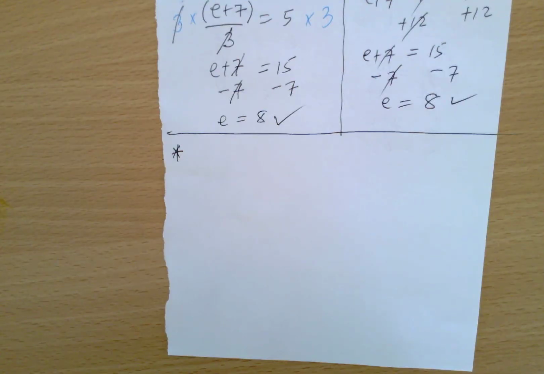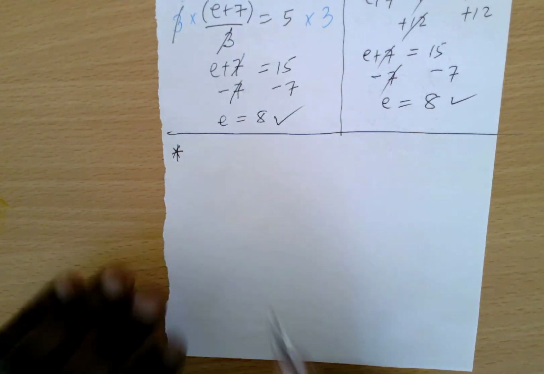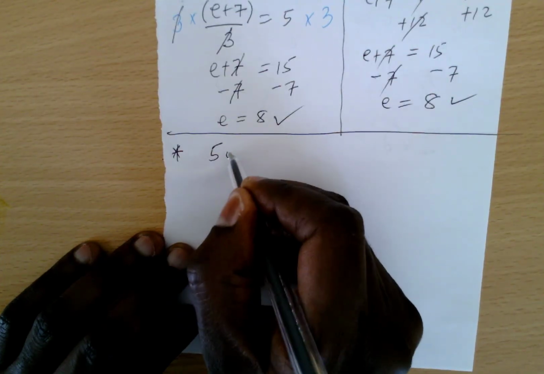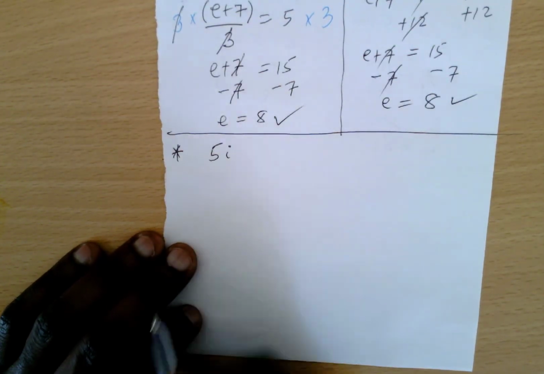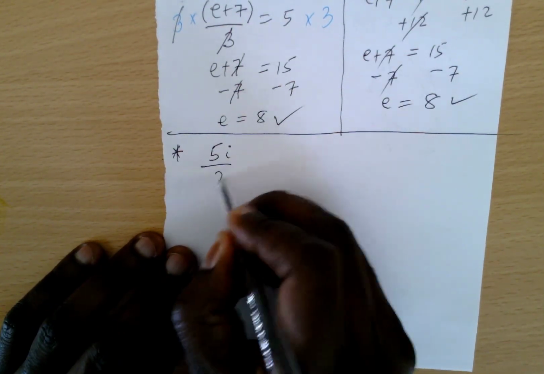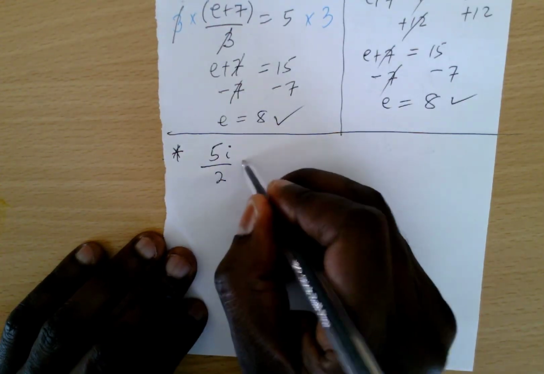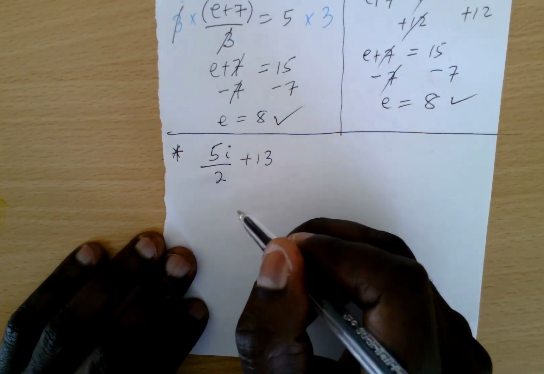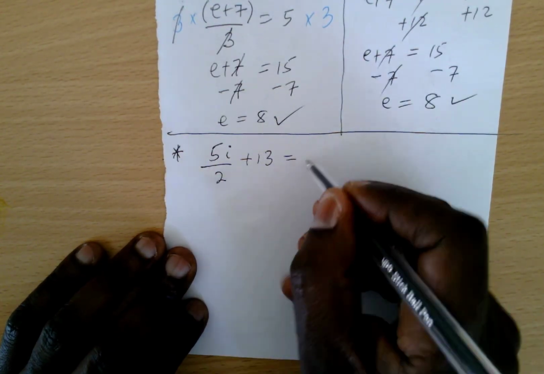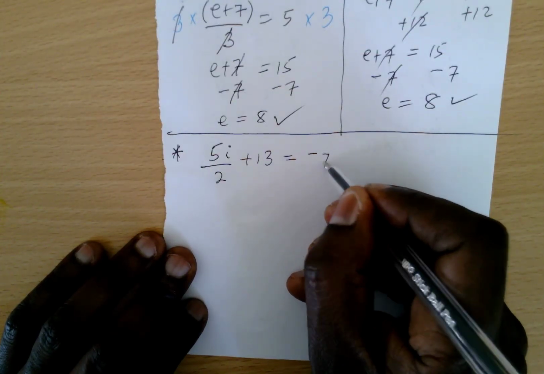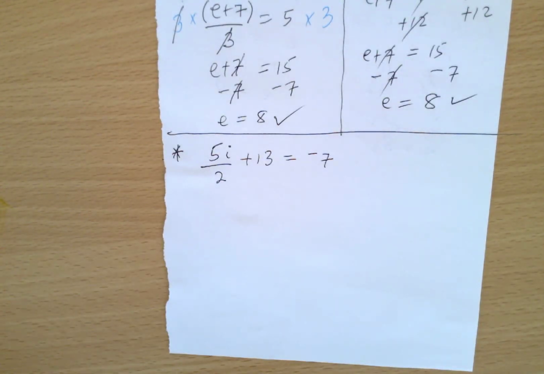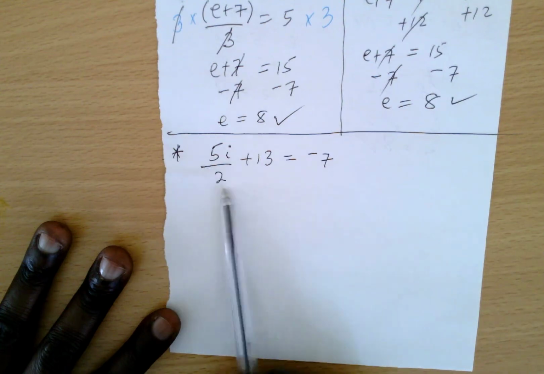Which one should I do? I will do one that has a negative number, in case you get confused. We have 5i divided by 2. Please, the letters shouldn't confuse you. Some students, when they see a different letter, they are so used to x, they imagine this is complicated, but there's nothing complicated about this.